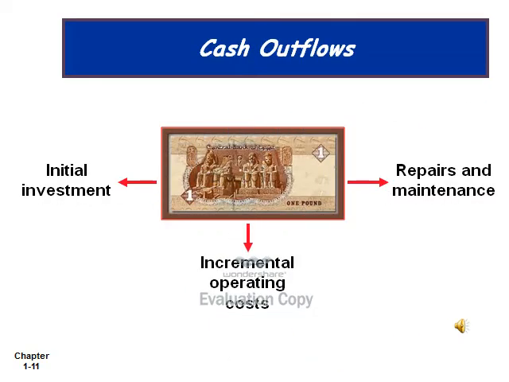To calculate the benefits and costs used in capital budgeting decisions, you need to know cash inflows and cash outflows. Let us start with cash outflows. Cash outflows include initial investment, incremental operating costs, and repairs and maintenance costs. Initial investment, such as machine or equipment cost; incremental operating costs, such as direct material and direct labor; repairs and maintenance costs, such as machine breakdown cost.